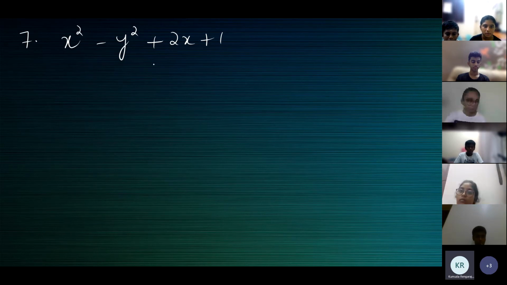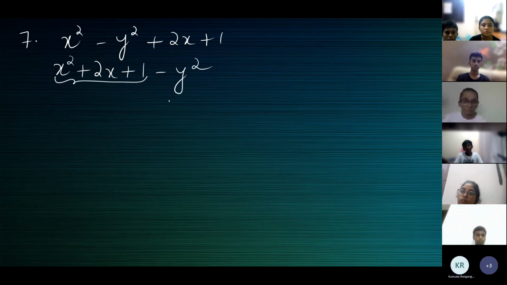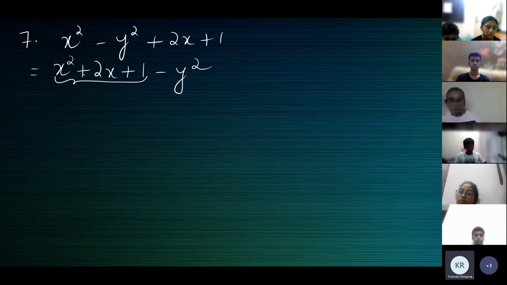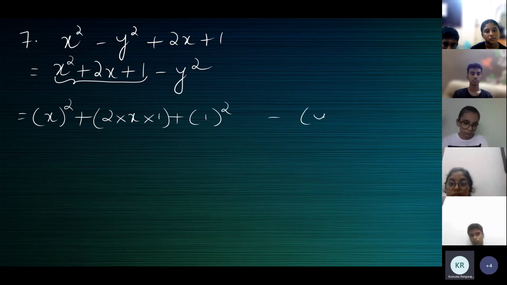Now, in this expression, you need to group x square plus 2x plus 1, and then minus y square. Group these 3 terms because they are exactly of the form a square plus 2ab plus b square. I'm not transposing, so the signs will not change. It's an expression, not an equation. We're just grouping x squared, 2x and 1, minus y squared. Now this is in the form a squared plus 2ab, 2 into x into 1, plus b square, 1 square. Write that minus y the whole square as it is.